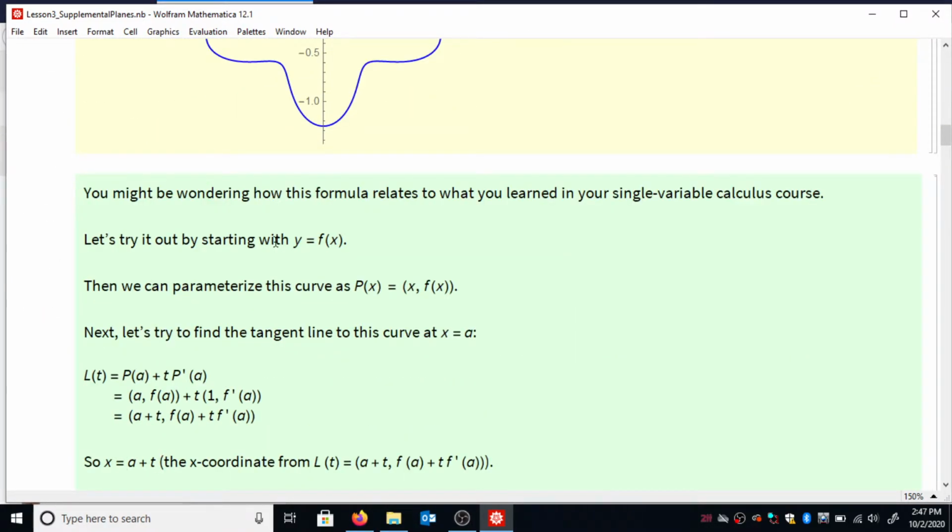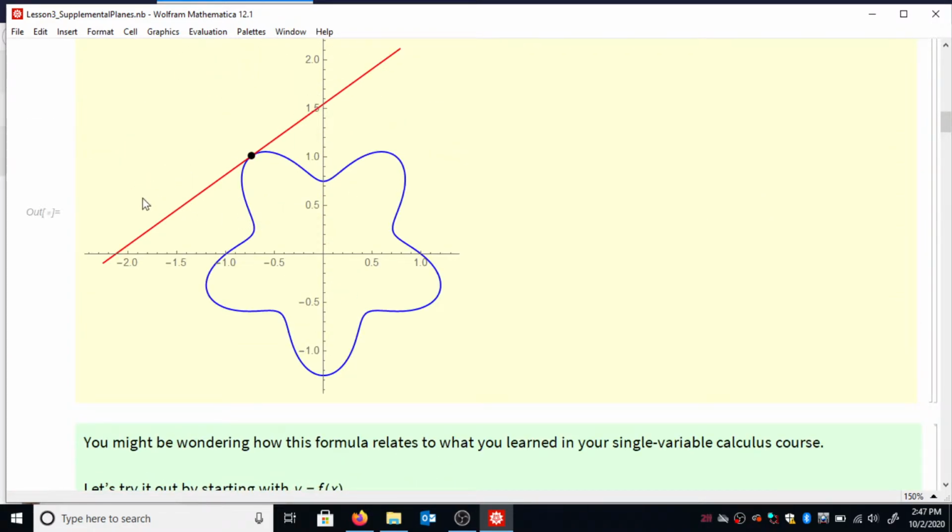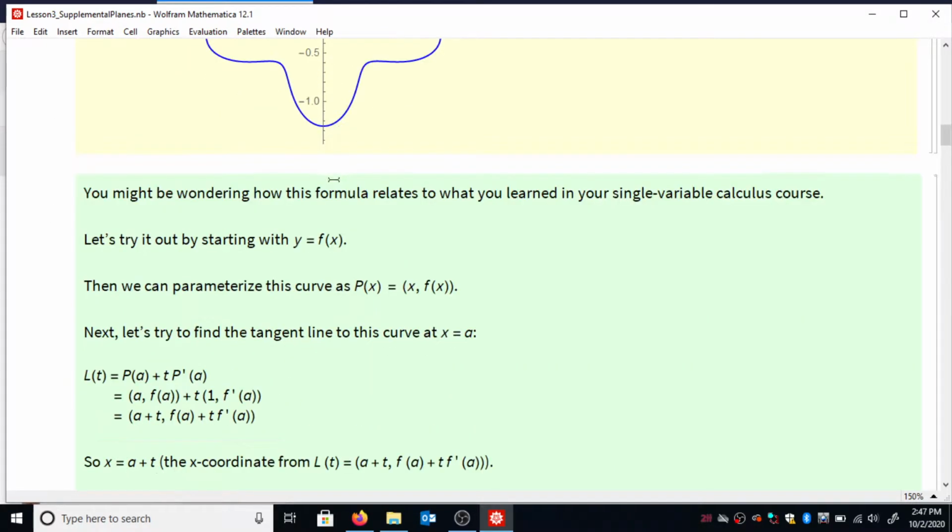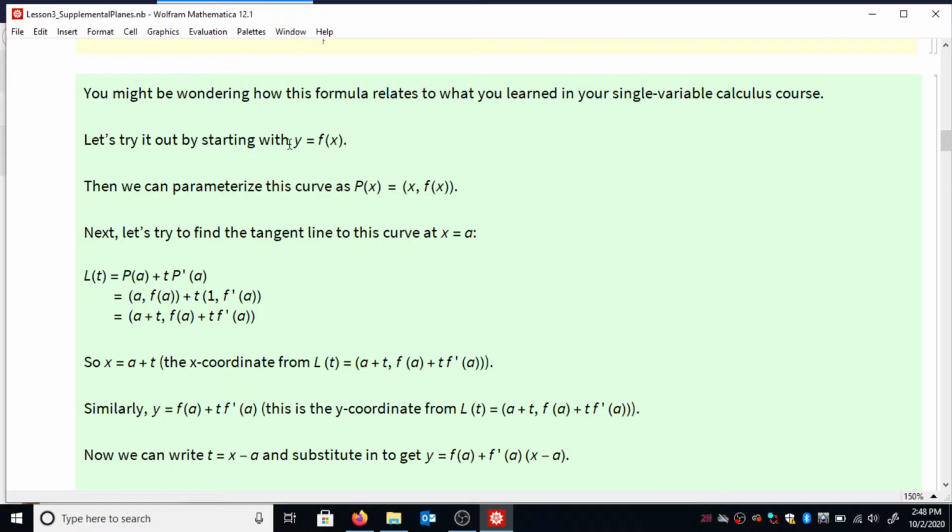All right, so at this point you might be wondering, okay, that's kind of cool looking, looks very familiar from my Calc BC class because I already knew how to plot a tangent line to a curve, but I used to do it using xy equations, not using parametric equations. So how does this all tie together? So let me show you.